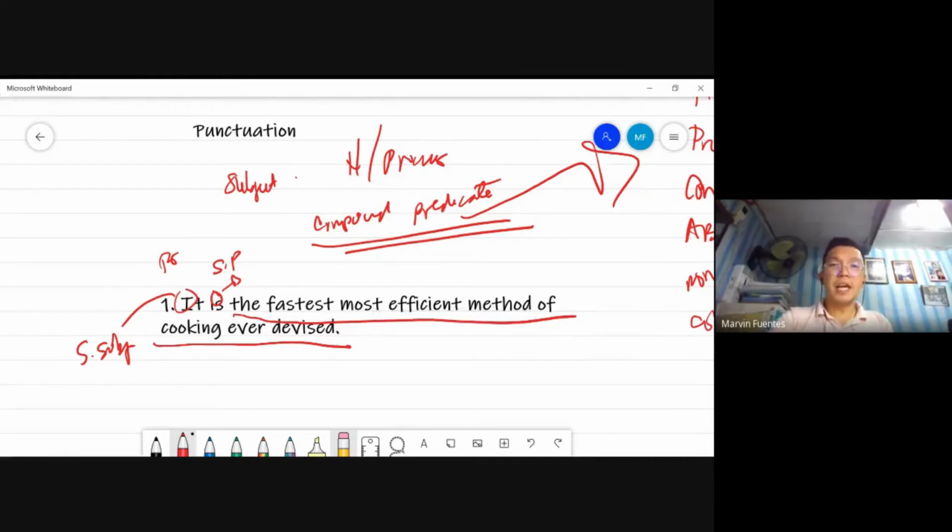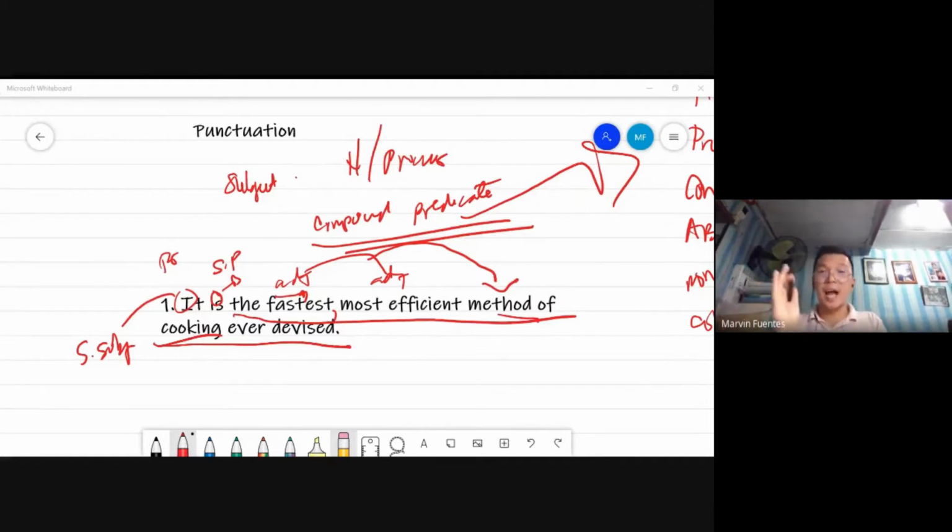So automatically, you just simply put a comma here, because this is the adjective, it describes eh. Most efficient is another adjective because it both modifies this method of cooking. All right? That is the specific noun. It is a form of clause, no? Is that clear? No, it describes. Dinidescribe niya eh. It actually tells something about a specific noun. May sinasabi siya eh. Okay?